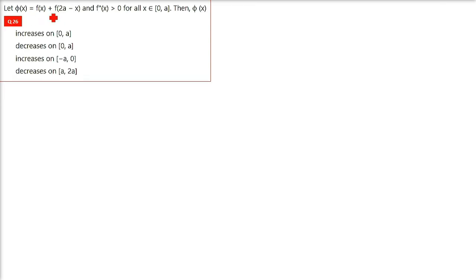Let phi(x) equal f(x) plus f(2a minus x), and f double dash x is greater than 0 for all x belonging to (0, a). Then for phi(x), with x between 0 and a, you have to tell the interval where it is increasing or decreasing. The options are (0, a), (minus a, 0), (a, 2a).